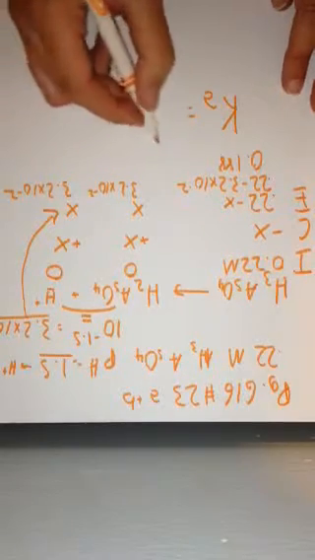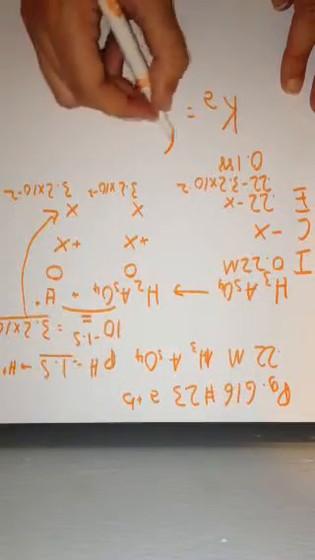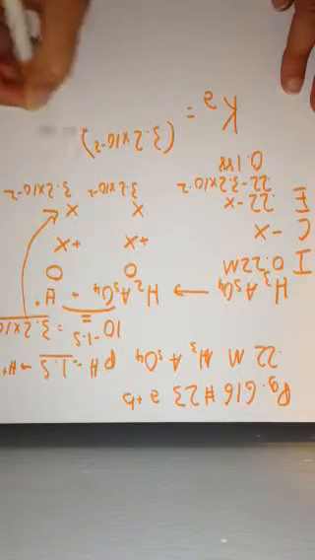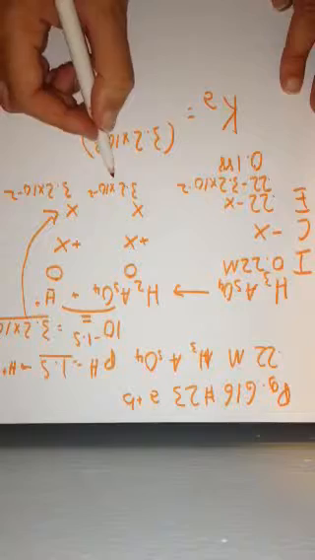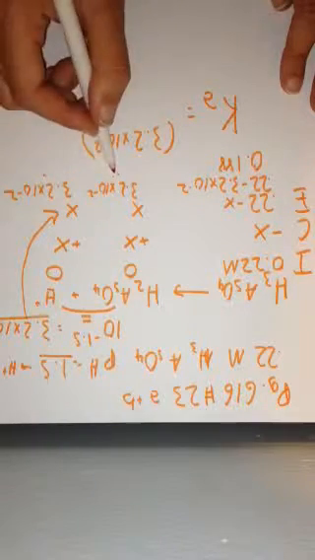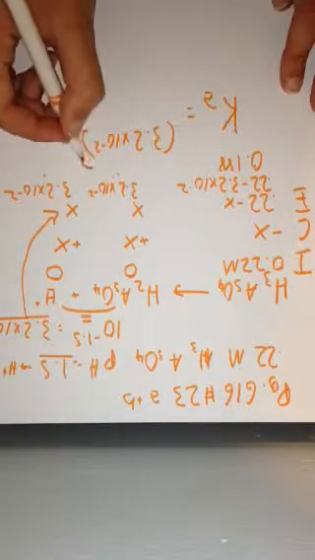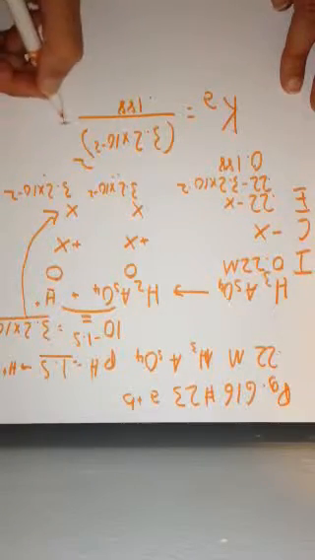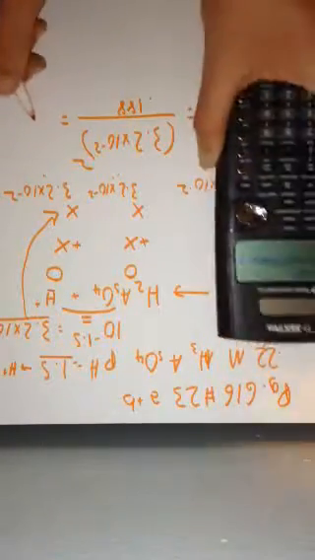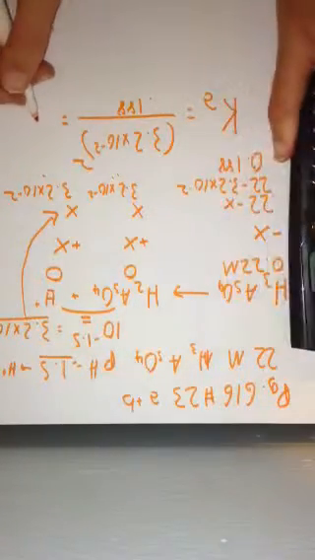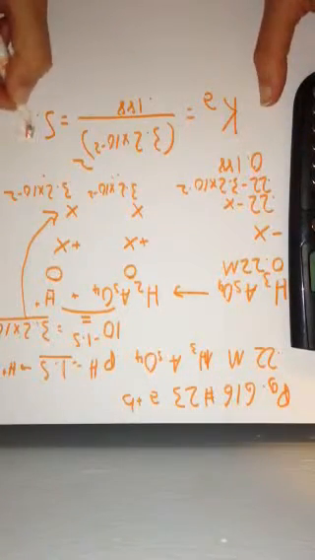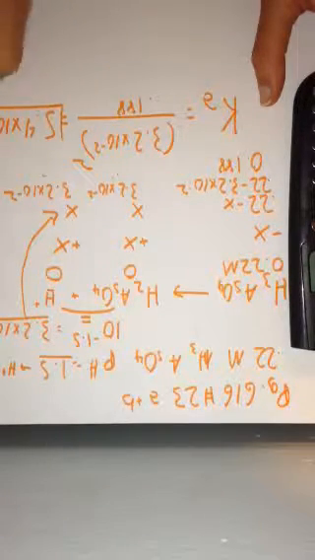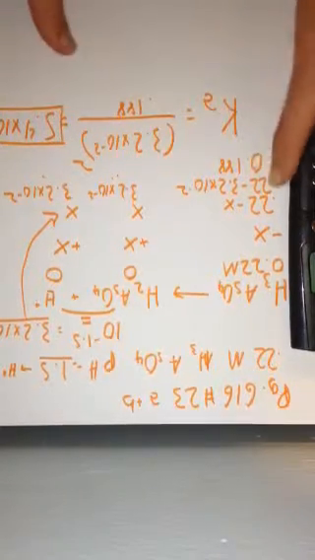To solve Ka, you take 3.2 times 10 to the negative 2, because this is your products. There's 2. These are both equal to 3.2 times 10 to the negative 2, so you're going to square that. Put that over 0.188. Solve that in your calculator, and you get 5.4 times 10 to the negative 3. Boom.